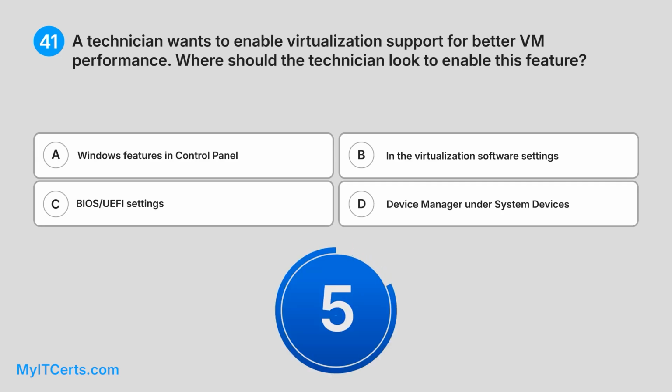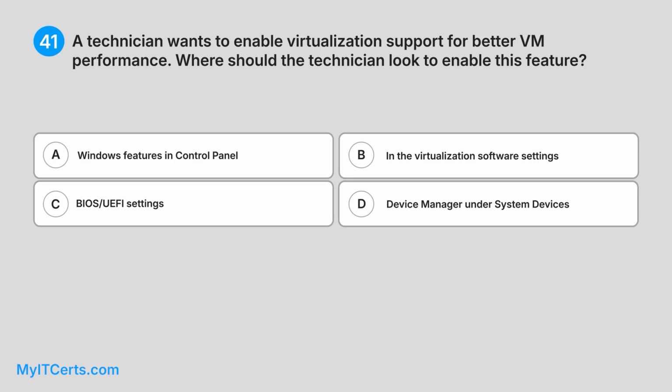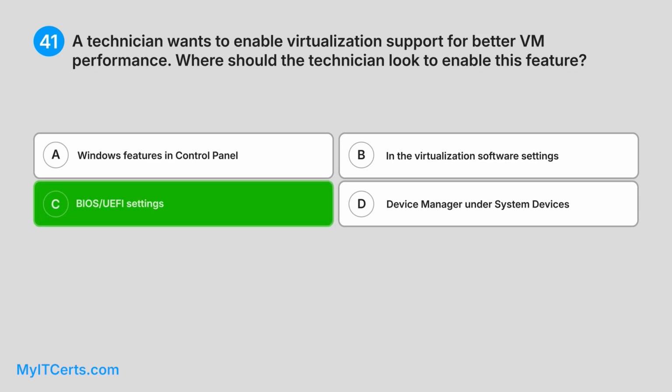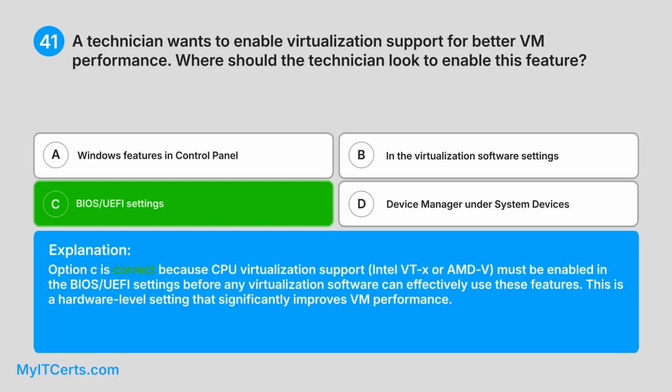What do you think is the answer? Correct answer, C. BIOS UEFI settings. Explanation. Option C is correct because CPU virtualization support, Intel VT-x or AMD-V, must be enabled in the BIOS UEFI settings before any virtualization software can effectively use these features. This is a hardware-level setting that significantly improves VM performance.